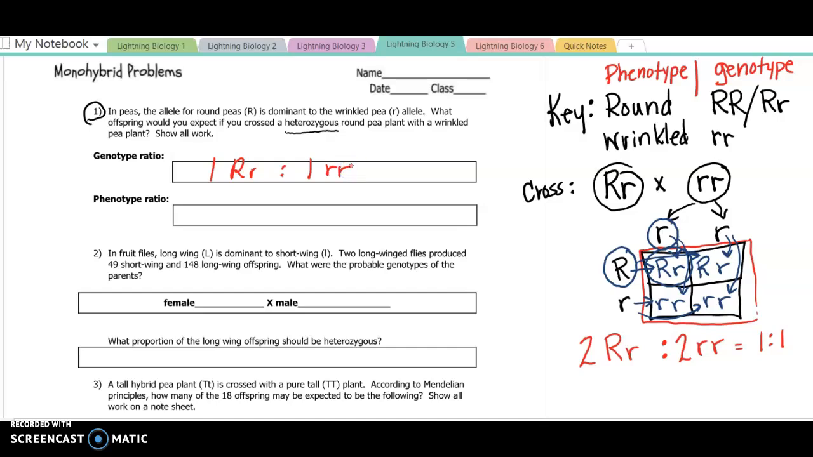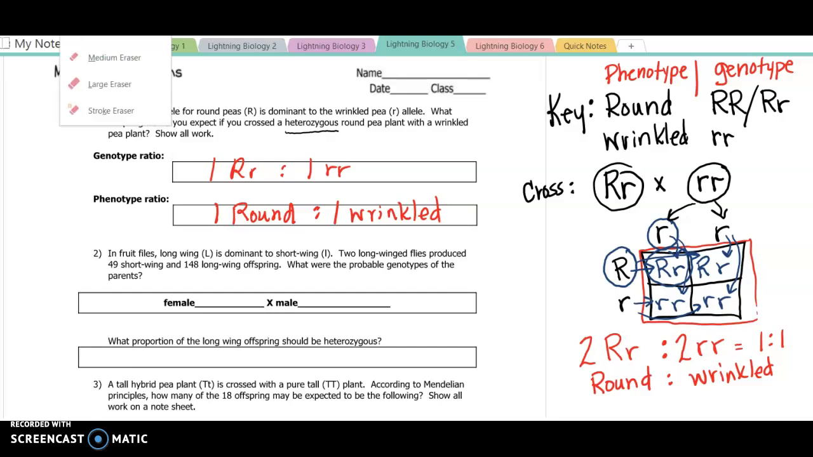The phenotype then is asking, what's the physical trait going to look like? So then I just go back and I go, well, the dominant is going to be round. So for every 2 round I get, I'm going to get 2 wrinkled. And so again, I have a 1-to-1 probability, a 1-to-1 ratio of getting a round to wrinkled. And so I just write that in, 1 round for every 1 wrinkled. And that's the answer. That's all that you need to do for that problem. So let's go on to question 2.